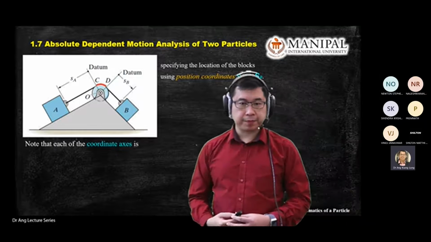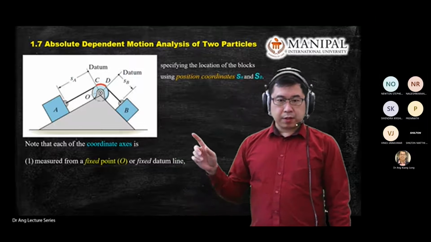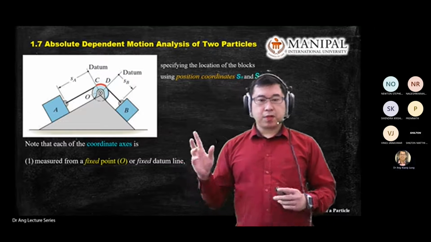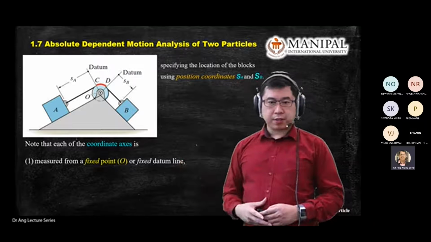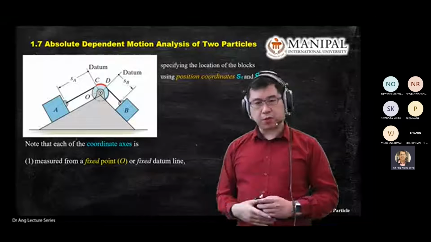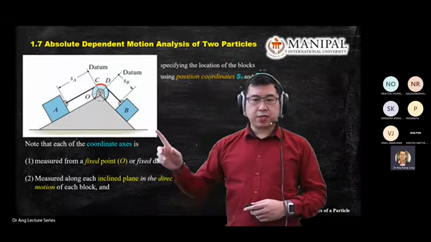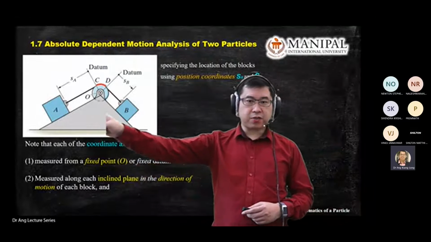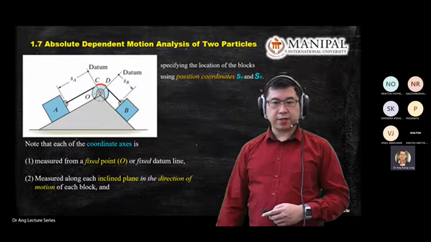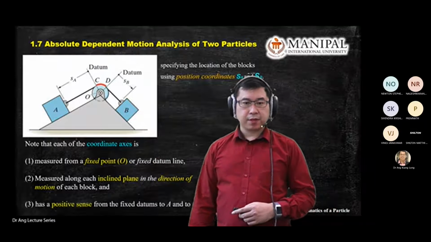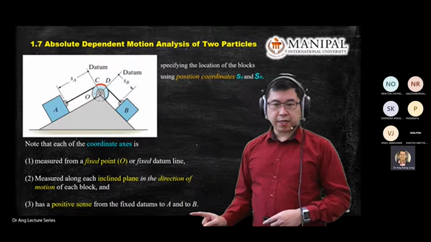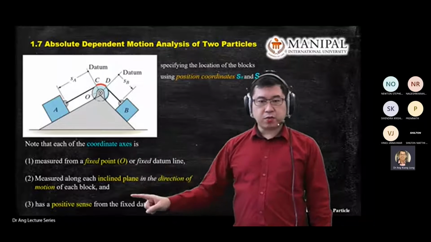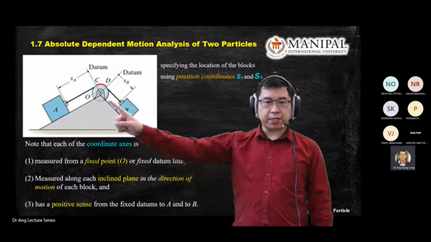Next, we move on. These are the marking points that I just mentioned to you. Identify where the origin is. In this case, fixed point O is the origin. The second one is the direction of your motion. In this case, A has its own direction, B has its own direction. Always look into the diagram and fix where the positive direction from the datum is.